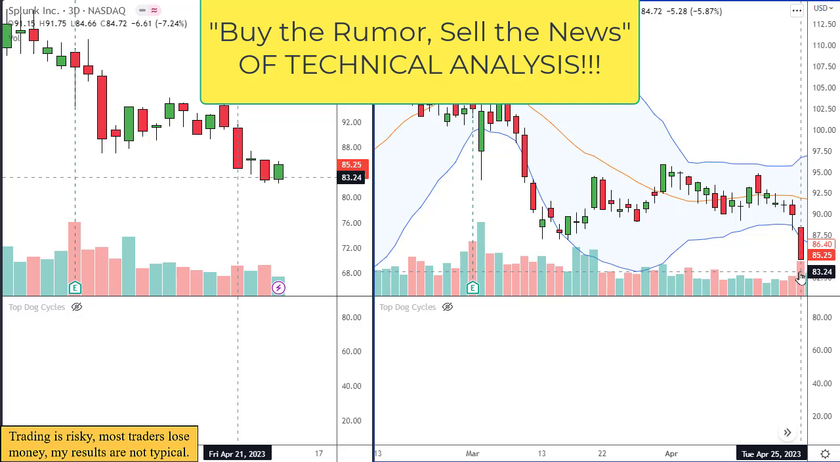Now everybody sees it. So we have the technical analysis news, meaning it's confirmed. Everybody sees it. Everybody jumps in. The vast majority of people lose money. So why would we do it now? No, we've got to get in on the rumor of the technical analysis before the confirmation. That means we need an extra piece of evidence, right?